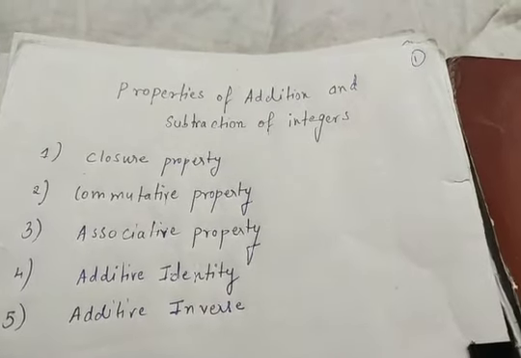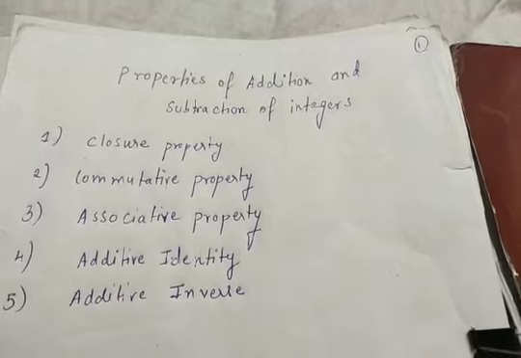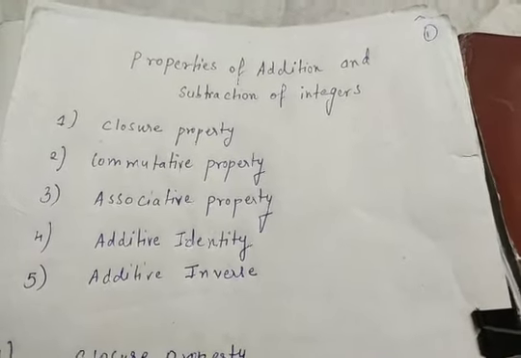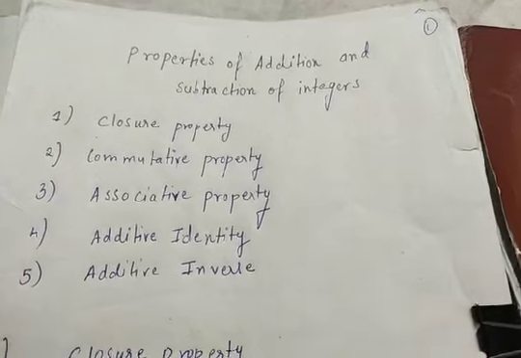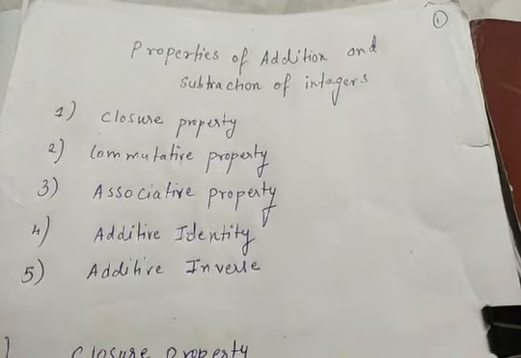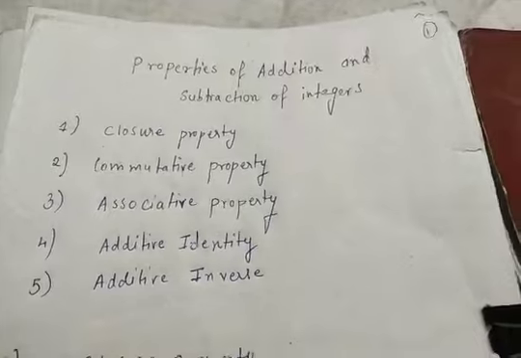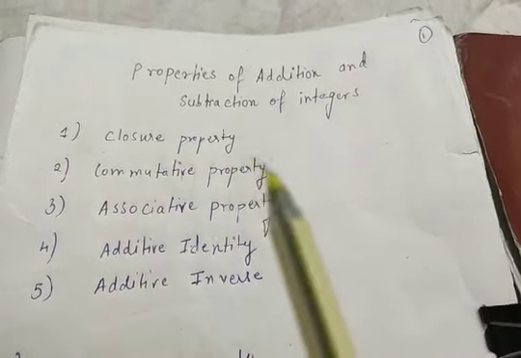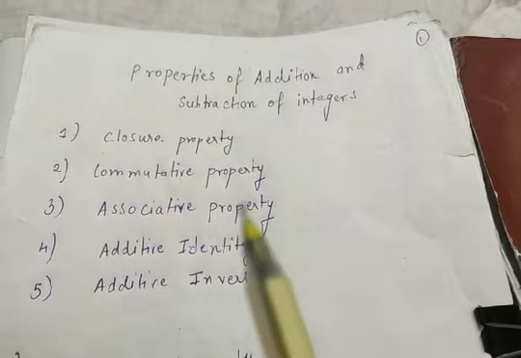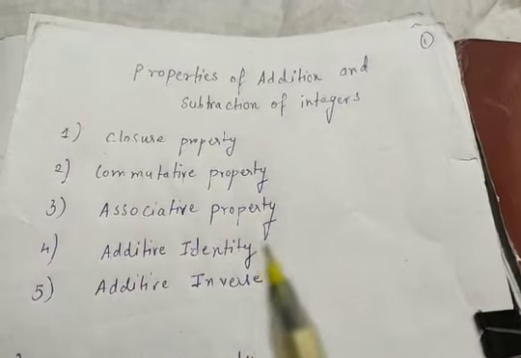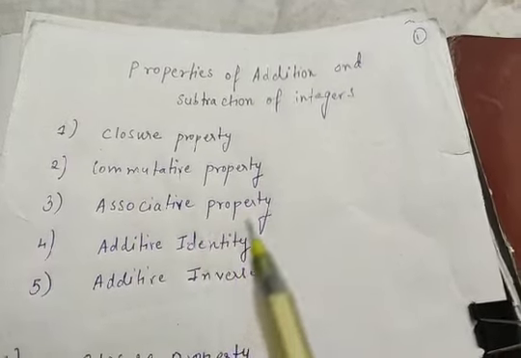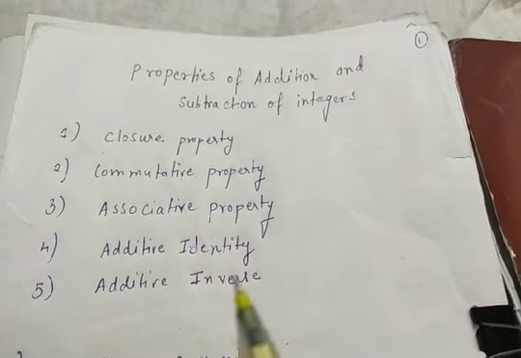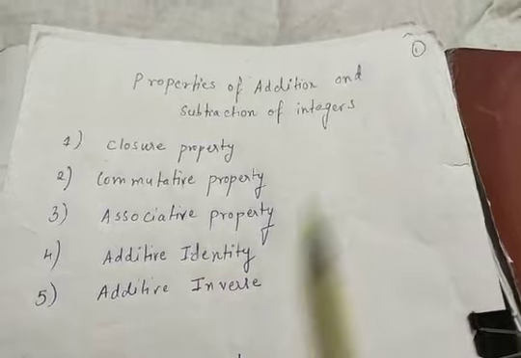The properties of addition and subtraction of integers. There are basically six properties, of which the sixth one I will explain later on. For now there are five properties. First is the closure property, then the commutative property, then third is the associative property, fourth is the additive identity, this is the identity property, and fifth is the multiplicative inverse, the inverse property.